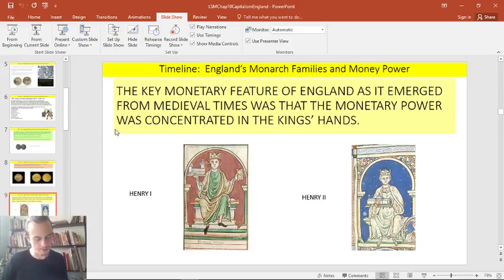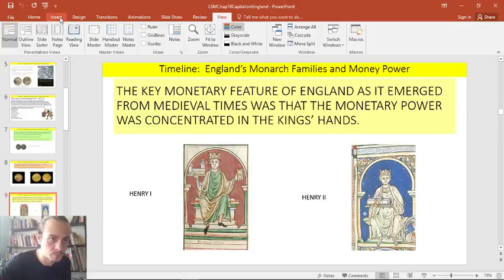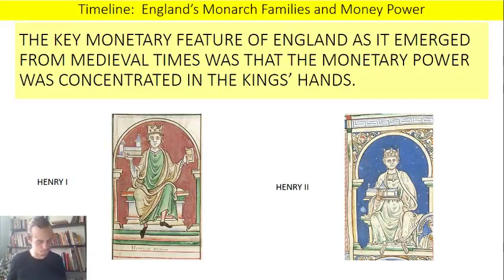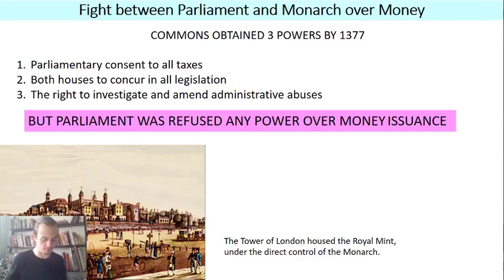So, the crown had a monetary prerogative. The key monetary feature of England as it emerged from medieval times was that the monetary power was concentrated in the king's hands, not divided among other nobles or bankers. As a result, England suffered less from monetary chaos than the nations emerging on the European continent. In the ongoing struggle between the king and the parliament, the fight over the monetary power was relatively mild.